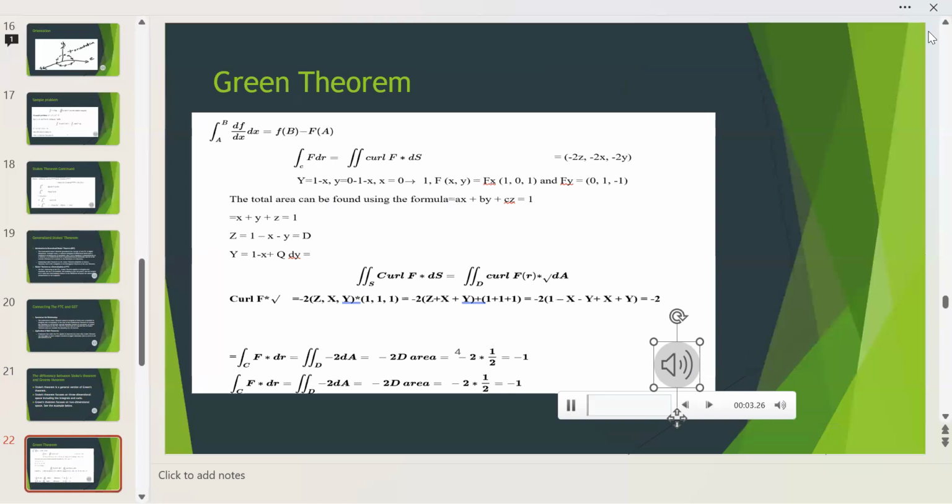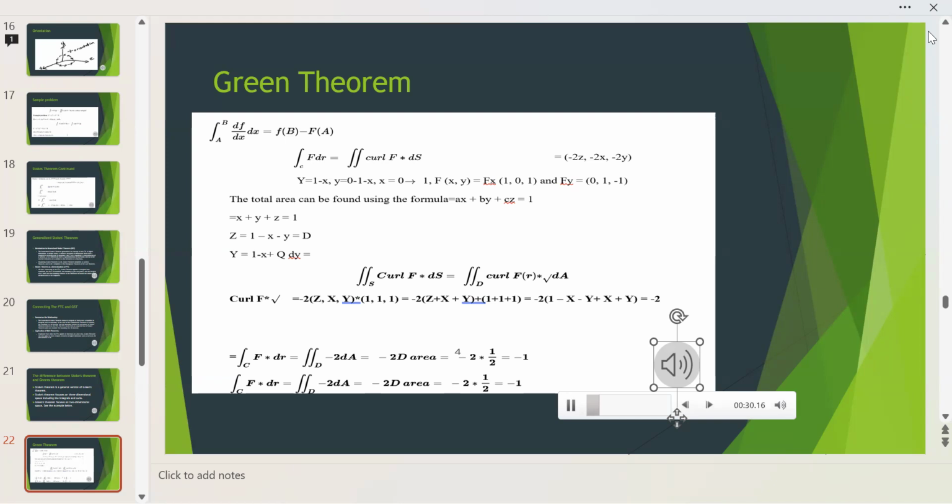If we look at the integral from a to b of df over dx, it is equal to f of b minus f of a. So this is looking at the integral of F dot dr and the double integral of the curl of F dot dS. And this is going to be equivalent to negative 2z minus 2x minus 2y.